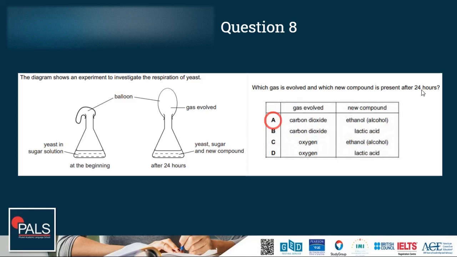The correct answer is A. Carbon dioxide is evolved and ethanol or alcohol is produced. Again, we have yeast, alcoholic fermentation, changing glucose into alcohol and carbon dioxide. Since the gas is not able to escape, the pressure in our closed system increases and the balloon starts to inflate.